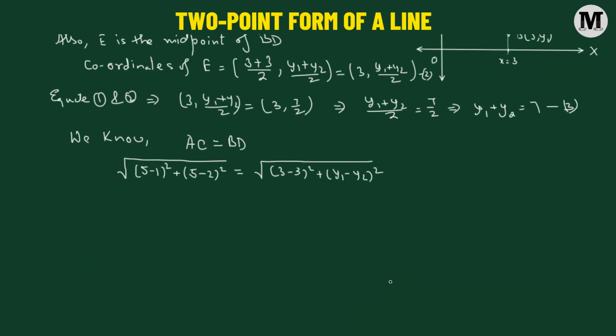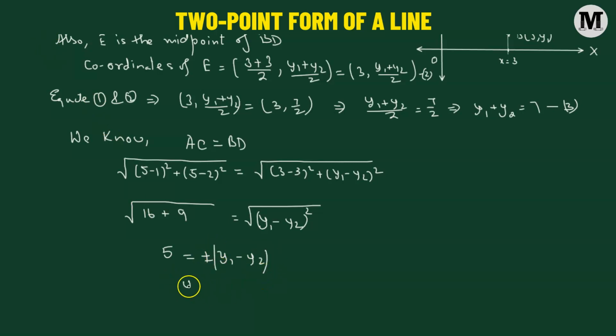So let's simplify this. So we have 5 minus 1 squared, so that's going to be 4. So 4 squared is 16. Then we have 5 minus 2, that's 3. 3 squared, that's going to be 9. So 9 will be equals to square root of y1 minus y2 whole square. Now square root of 16 plus 9, that's actually square root of 25. So square root of 25 will be 5. So we get y1 minus y2 equals to 5. So actually we have plus or minus, we can say y1 minus y2 equals to plus or minus 5. So let this be number 4.